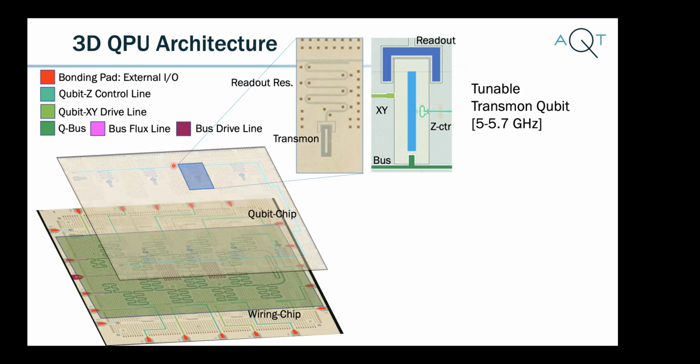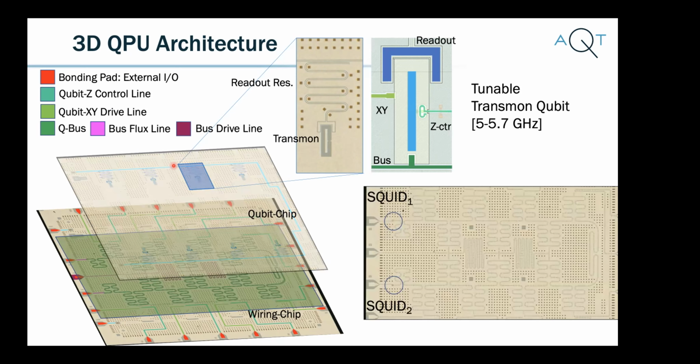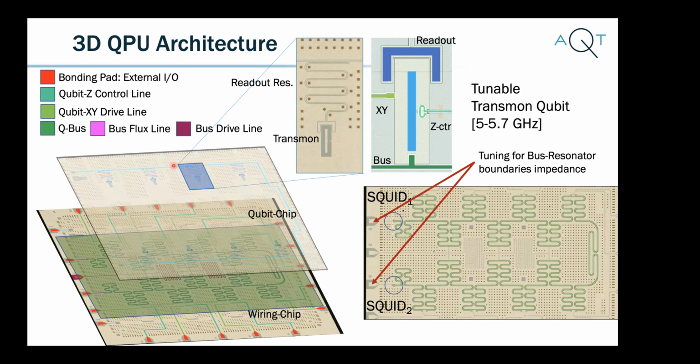Zooming onto the coupling resonator region in the green, you can see that it contains two squeeze loops at the boundaries of it. And there are two tuning pads allowing us to control the current to control the external magnetic flux for these two squeeze loops. There's also a bus driver in the middle that allows you to drive the bus resonance mode of interest.